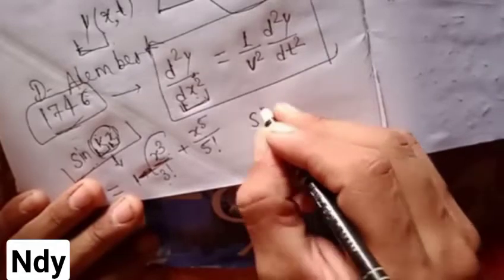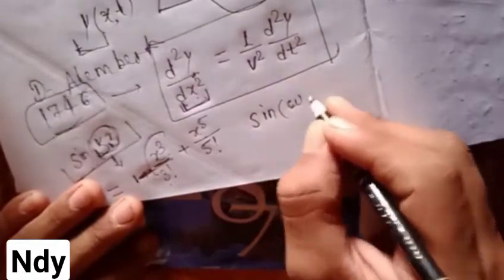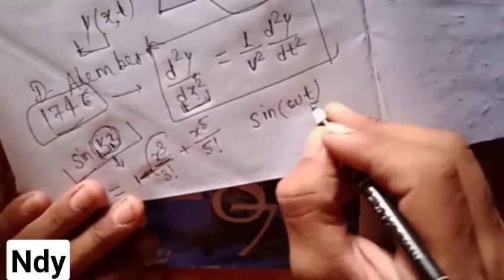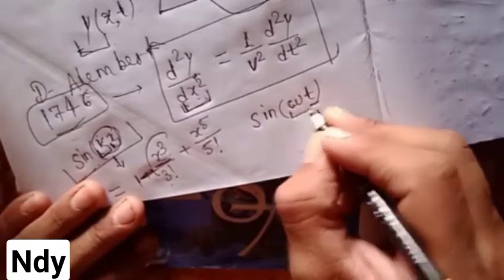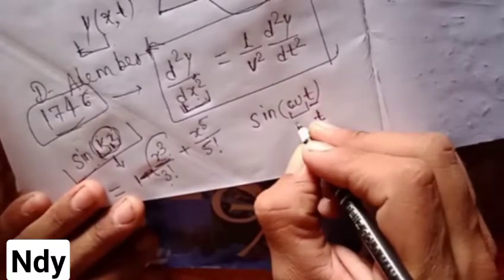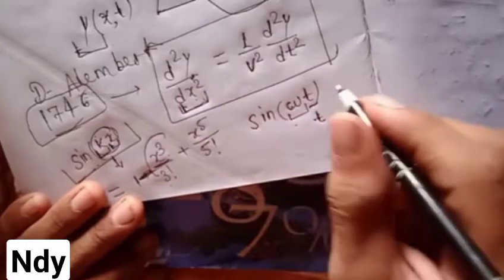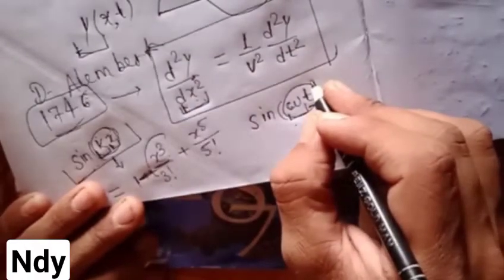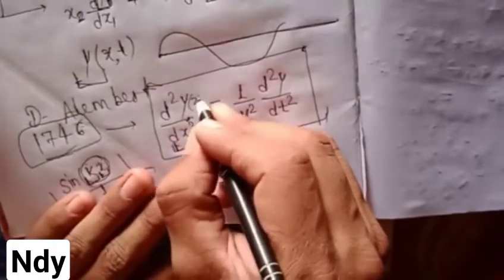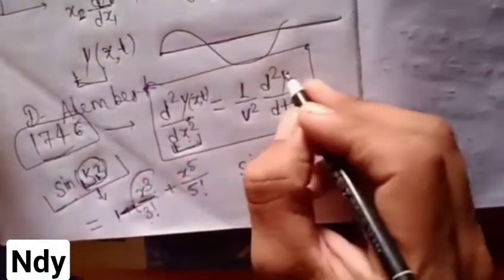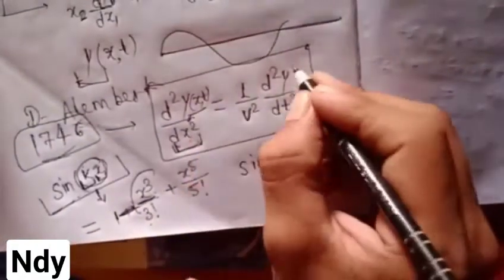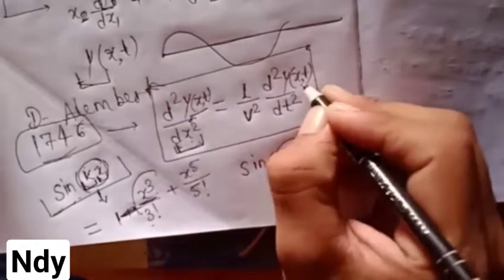Just as you have seen that we write sine omega t, the dimension of t is time and the dimension of omega is inverse time, to make this quantity dimensionless. So if y is a function of x and t, it should be dimensionless, and this should be dimensionless.